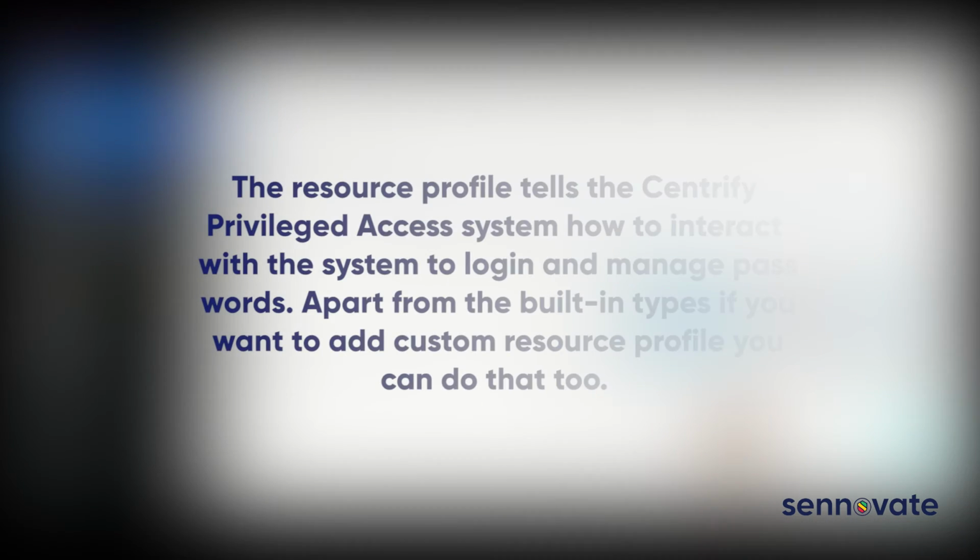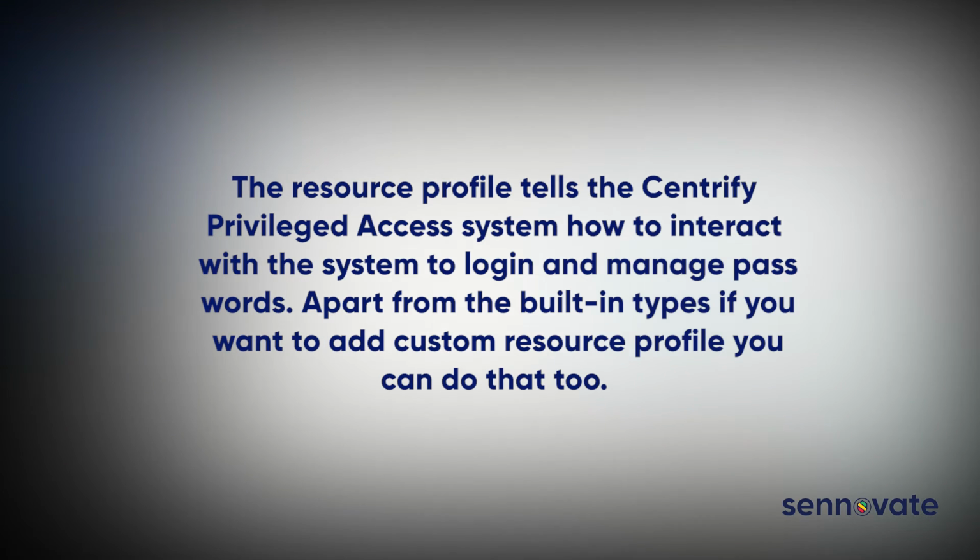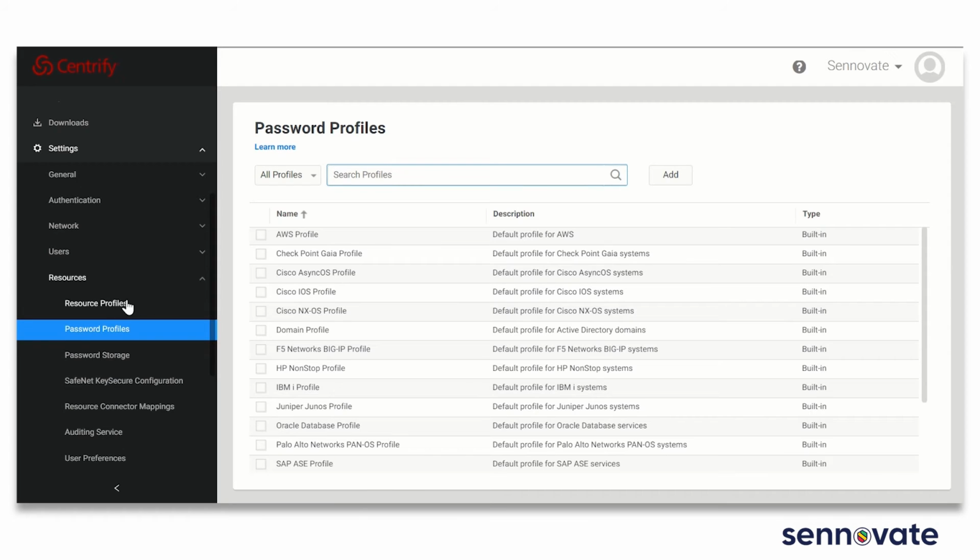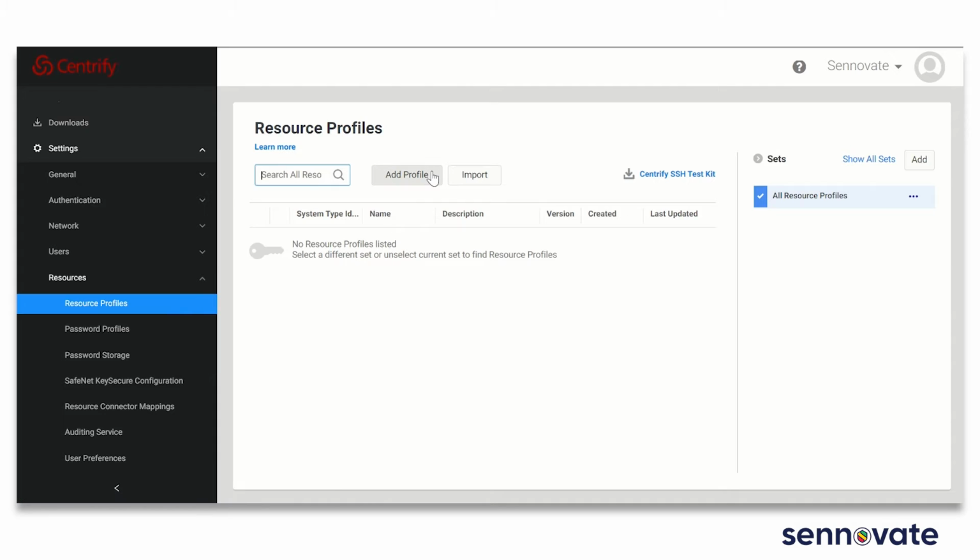The resource profile tells the Centrify privileged access system how to interact with the system to log in and manage passwords. Apart from the built-in types, if you want to add a custom resource profile, you can do that too. Go to the resource profiles under Resources and click on Add.